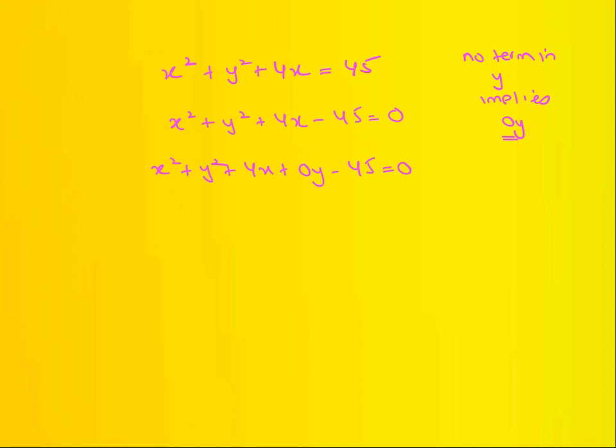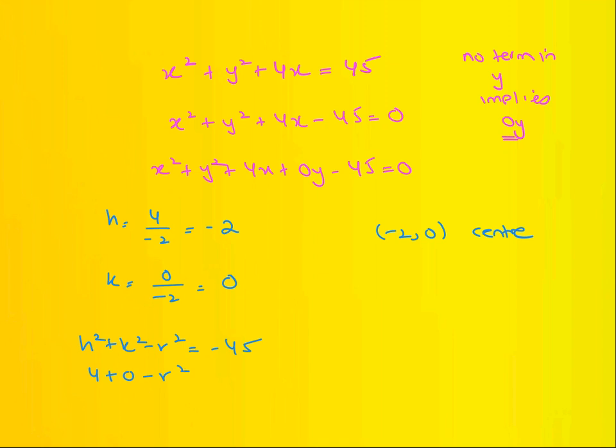Now once you have this rearranged form by making one side 0, you can find h by using the coefficient of x, which is 4 upon minus 2. That's minus 2. For k, we can use the coefficient of y, which is 0, and 0 upon anything is 0. So basically the center is minus 2 comma 0. For the radius, again h square plus k square minus r square equals the constant. We've made one side 0, so that constant is actually minus 45. h is minus 2, h square is 4, k is 0, so 0. From here I get r square as 49, hence r is 7. So the radius is 7.